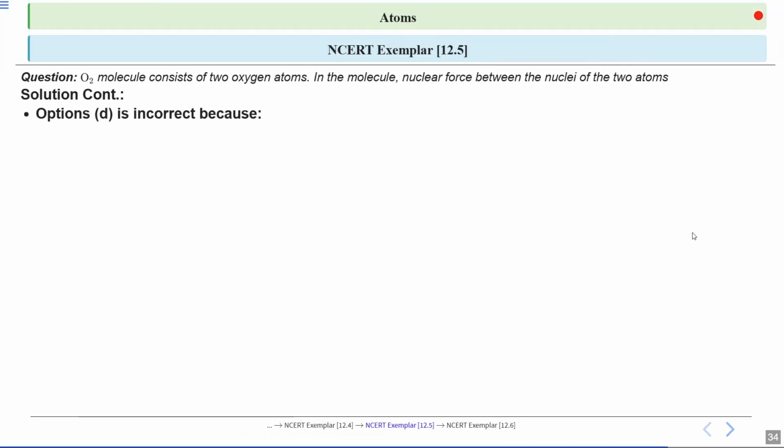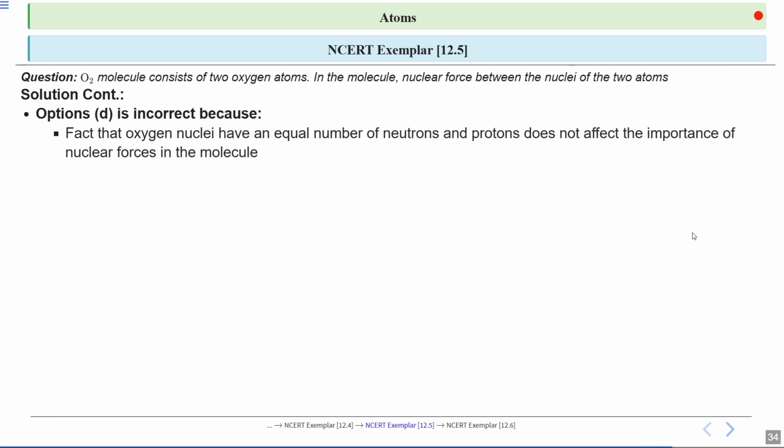Now let's focus on option D and why it's incorrect. First, the fact that oxygen nuclei have equal number of neutrons and protons does not make nuclear forces important between the nuclei in a molecule. The balance of neutrons and protons affects the stability of each nucleus, but it doesn't change how nuclei interact with each other in a molecule.